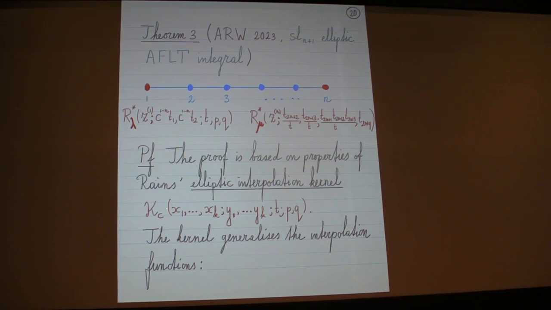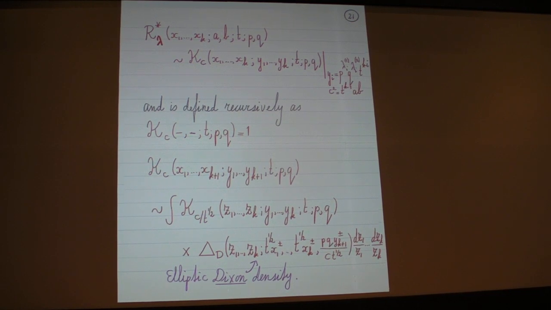It's a function, or this kernel, that depends on two sets of variables rather than one. And it generalizes the interpolation function. Remember, these interpolation functions were defined roughly by vanishing at these interpolation points. So now we have two sets of variables. If I want this interpolation function, it is, roughly speaking, proportional, with just some nice product of gamma functions in front that I won't trouble you with, to this kernel where I specialize the second set of variables.